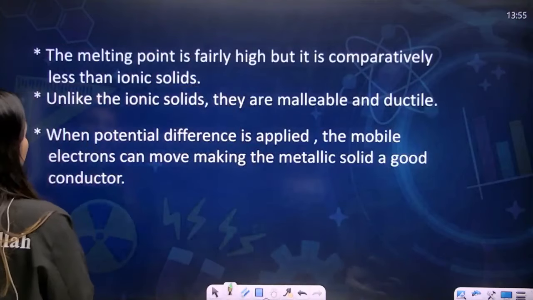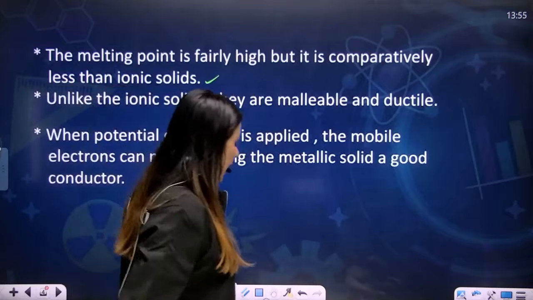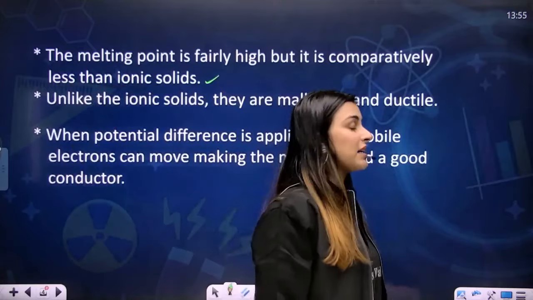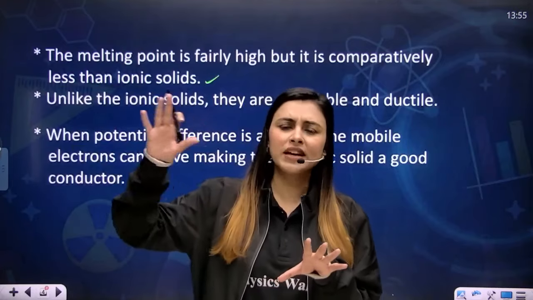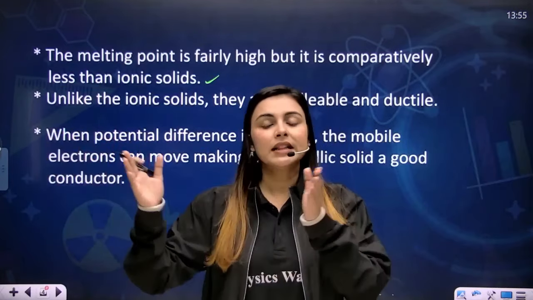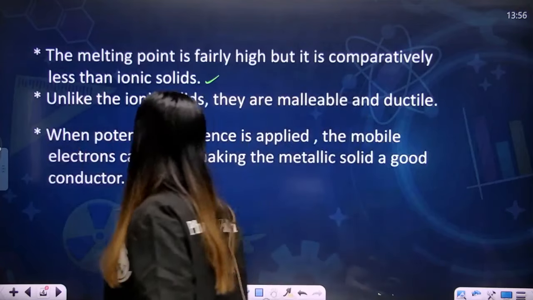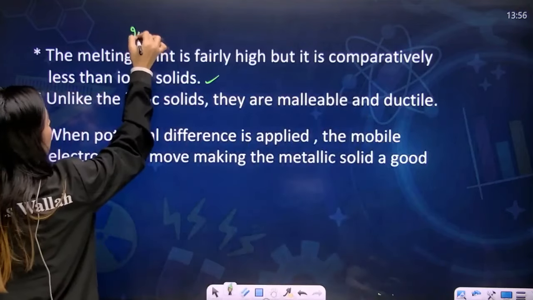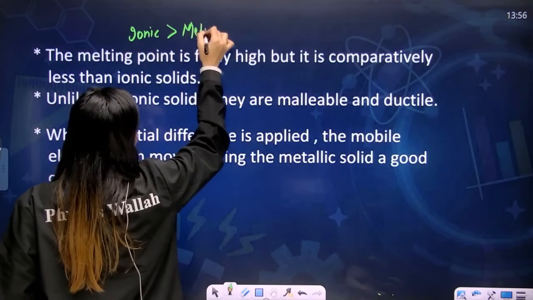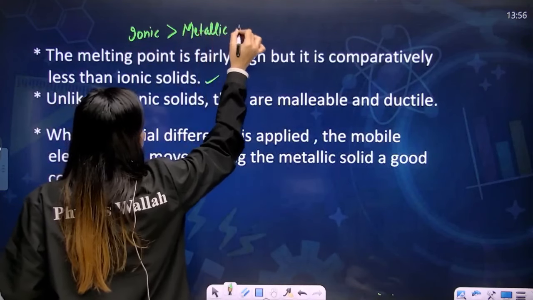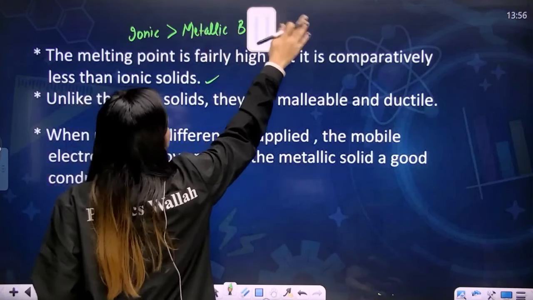The first point says that the melting point is fairly high, but it is comparatively less than the ionic solids. I told you that ionic bonding is the strongest bonding. Then you have covalent and then ionic and then metallic bonding. So I can write that ionic bonding is a little bit stronger than the metallic bonding, and that is the reason the melting point is high in metallic bonding.